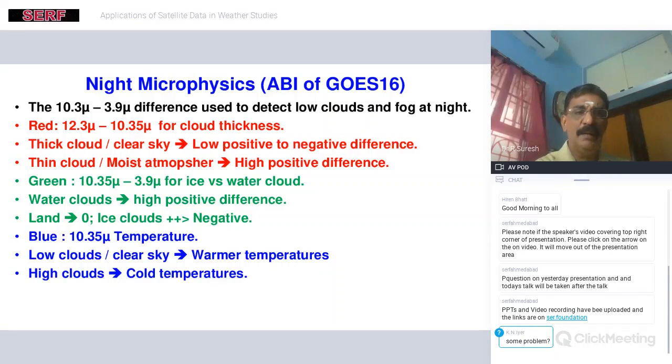The red color is the difference between 12.3 and 10.3 micron, used for identifying cloud thickness. The thicker the cloud, the difference goes from low positive to negative values, and that can be reflected in different shades of red.